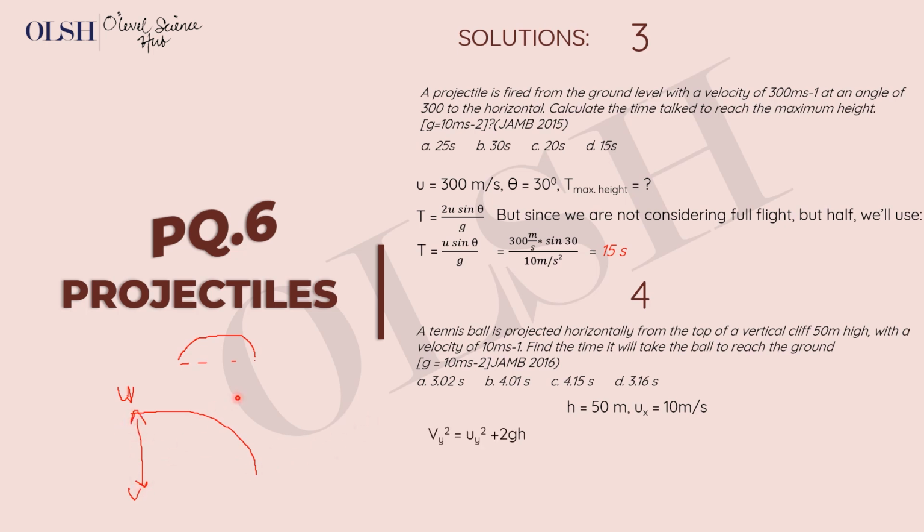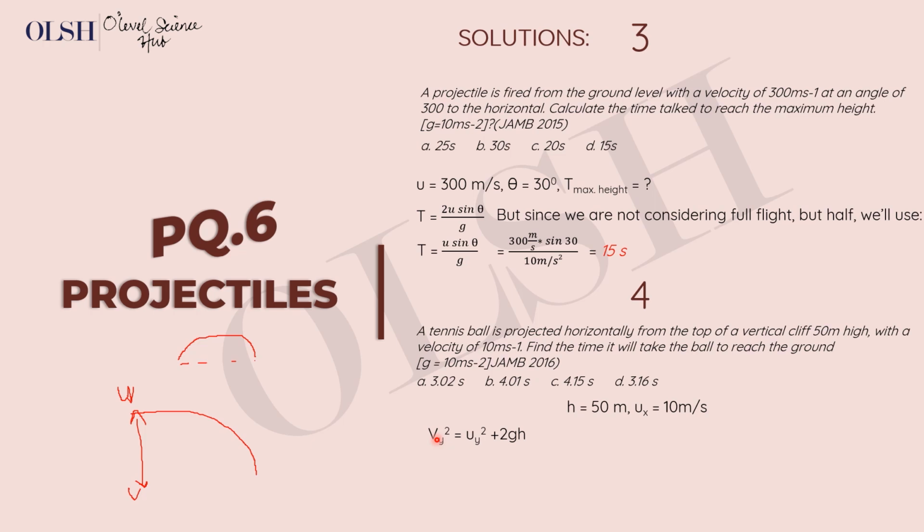So let's apply one of the formulas of motion, which is v squared equal to u squared plus 2gh. Plus, because this object is moving in line with the force of gravity. In this case, we're considering the y component of the velocity. So we have vy squared equal to uy squared plus 2gh. At this point the initial vertical velocity is 0, and the final velocity just before it hits the ground is what we are going to find from this equation.